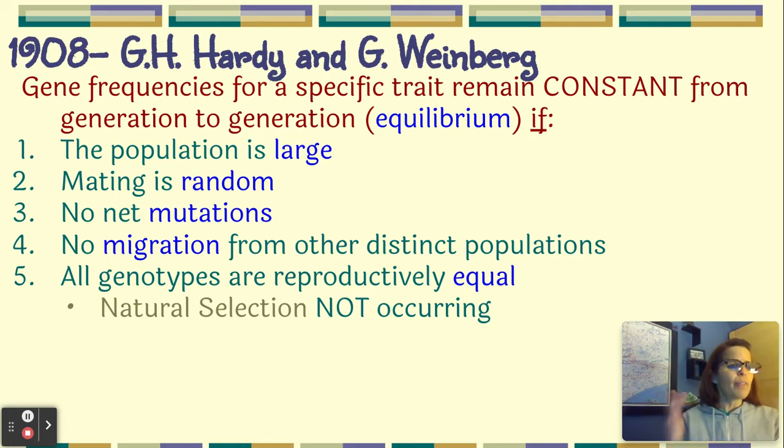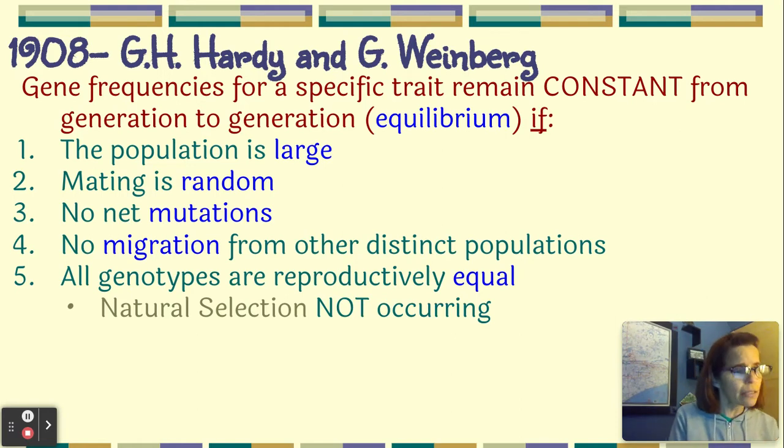So they say in order for there to be equilibrium, now equilibrium means no evolution is happening, nothing's changing. So in order for that to happen, they said there's five things that have to be true. The population has to be large. Remember, in our tiny populations that we were just talking about, those populations were too small and changes are happening. They're experiencing all kinds of wacky variations in their genes because the populations are small.